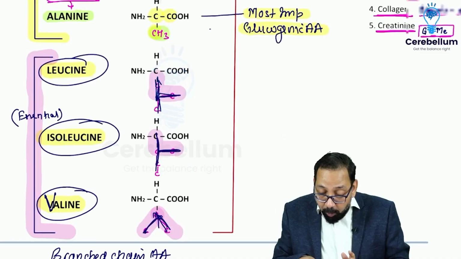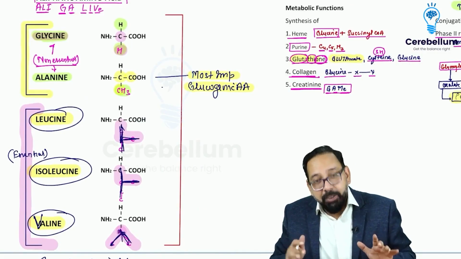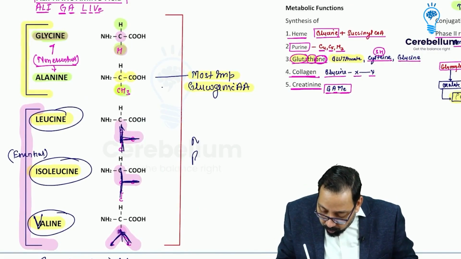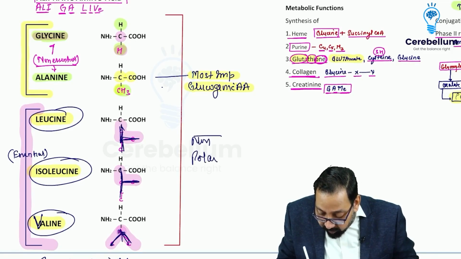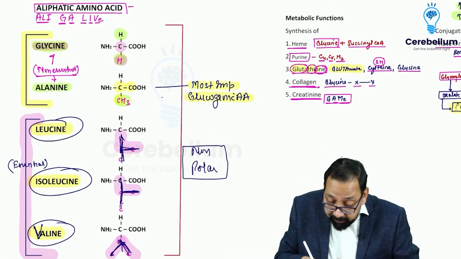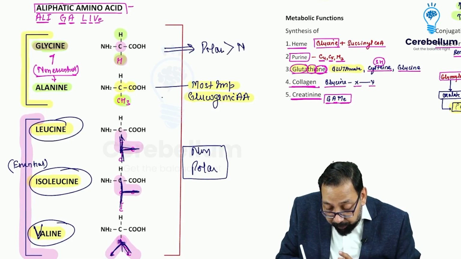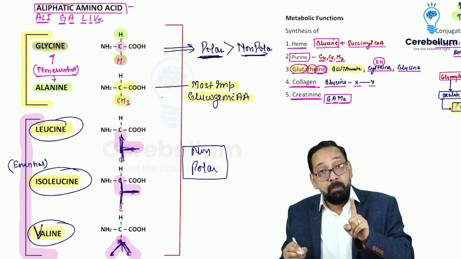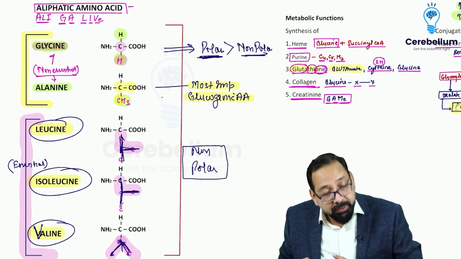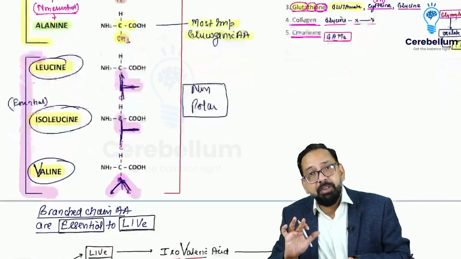And we found that out of these 5 aliphatic amino acids, all are considered non-polar, except glycine. Glycine, according to Harper, is polar. And if polar is not given as an option, you can consider it as non-polar. So Harper says it is polar. All 5 aliphatic amino acids, I told you, GA LIVE, are non-polar except glycine, which is polar.